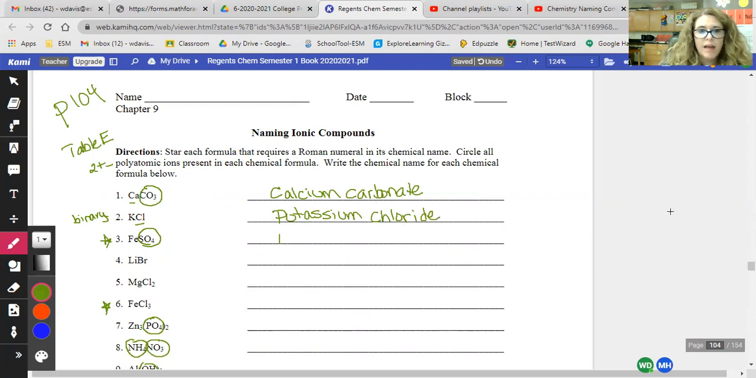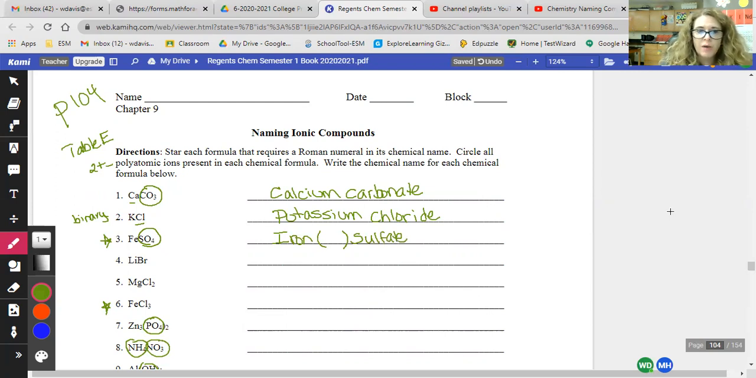So now I know I need a Roman numeral, and I know I need table E. So then I'm going to name Fe, iron. And I know I'm going to need a Roman numeral, so I'm going to kind of put that there. And then I'm going to find SO4, and that is sulfate from table E. So I need to know what the Roman numeral is.